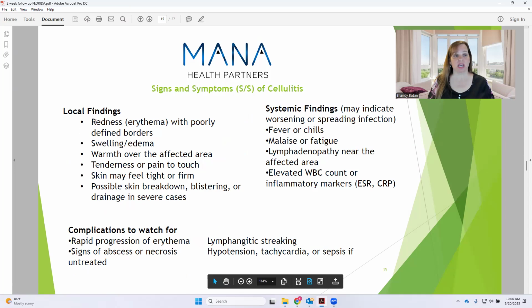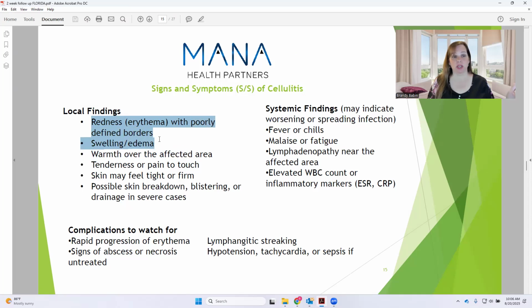So if you're going to say patient has cellulitis to right lower extremity, redness with poorly defined borders, swelling and edema noted, warmth to the affected touch, no tenderness. So here's your negatives: denies tenderness or pain to touch. You can write skin firm or not firm. Skin is not tight or firm, and there is no skin breakdown, blistering, or drainage noted. So maybe they are just red with cellulitis, but they don't have any of these. So use your pertinent positives and then follow that by negatives.